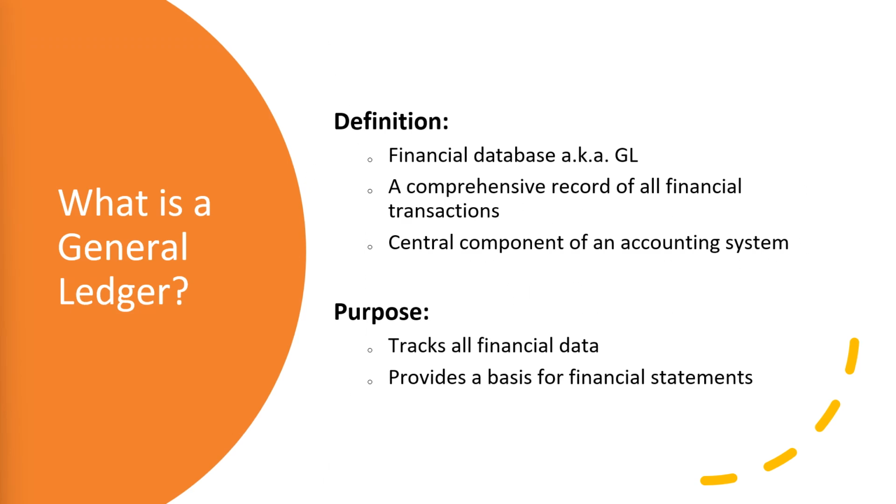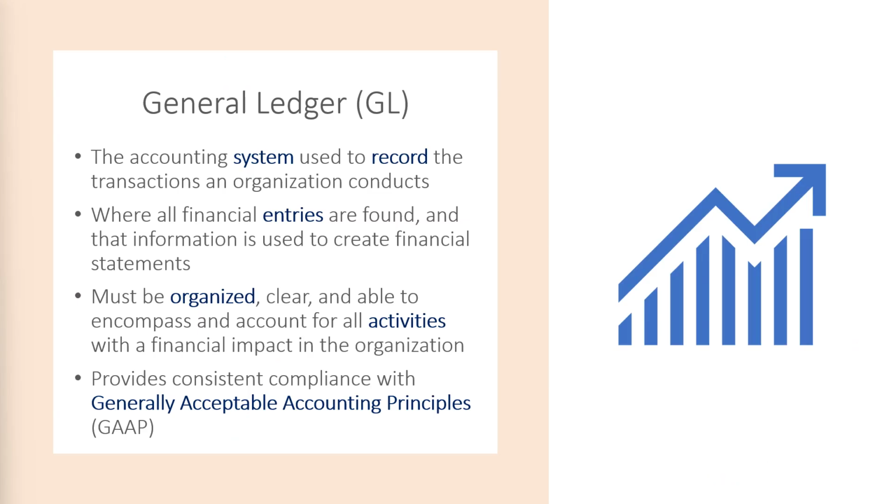A general ledger, or GL for short, is a comprehensive record of all financial transactions within your organization. It's the backbone of your accounting system, tracking all financial data and serving as the foundation for all financial statements. A well-maintained general ledger is essential for accurate financial reporting.